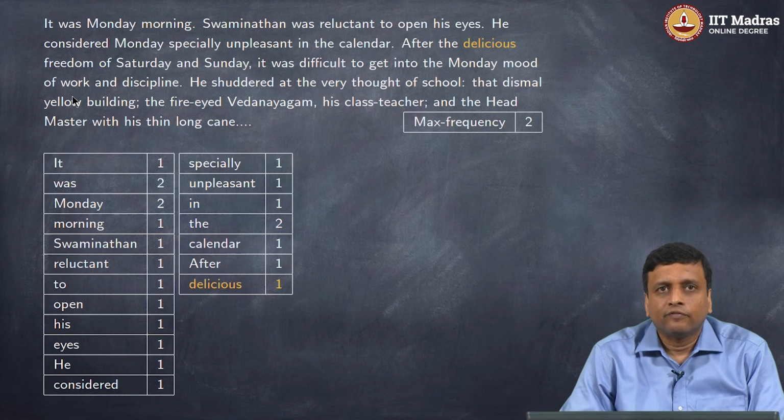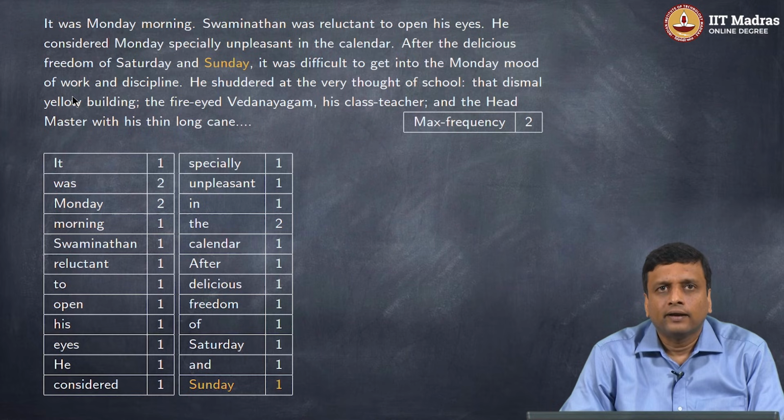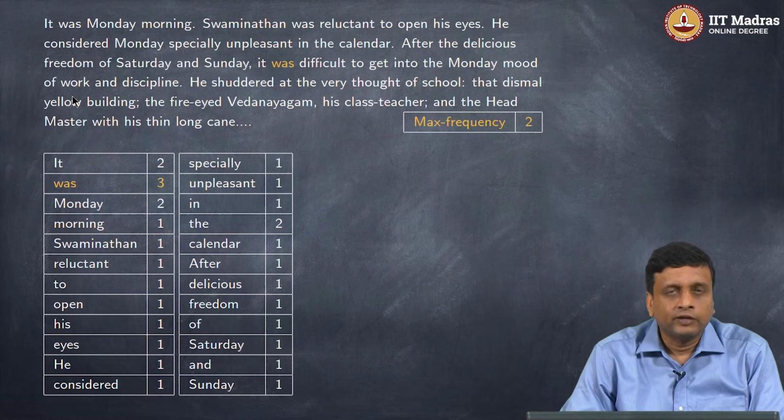Delicious is 1, freedom is 1, of is 1, Saturday is 1, and is 1, Sunday is 1, it is 2, but again 2 is the same as the maximum frequency. So, no change. Now, we come to was again. So, was currently 2, now we have seen it for the third time, and since it is 3, we now see that we have exceeded the maximum frequency seen so far. So, we make the maximum frequency also 3.